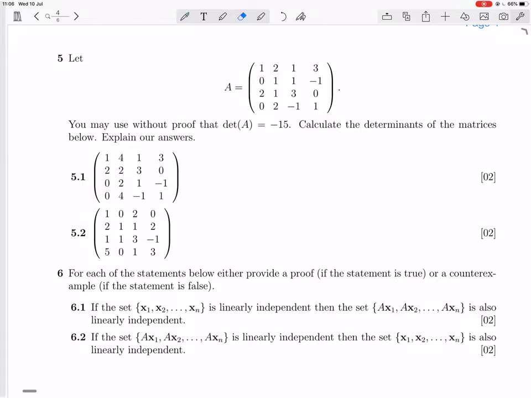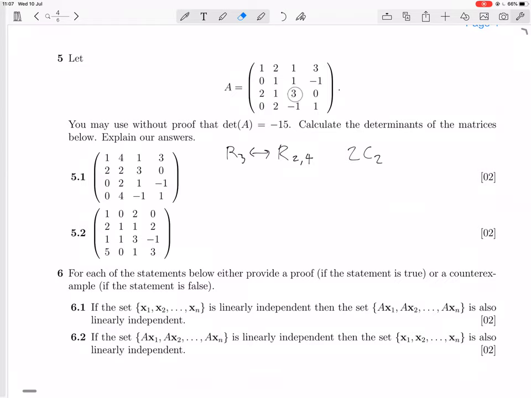So let's see. Column 1 of A looks similar to column 1 of that, except maybe we've swapped some rows. We've swapped row 3 with either row 2 or row 4, not sure which. The next column, 2, 1, 1, 2, looks exactly the same, except that it's multiplied by 2, so that may be 2 times column 2.